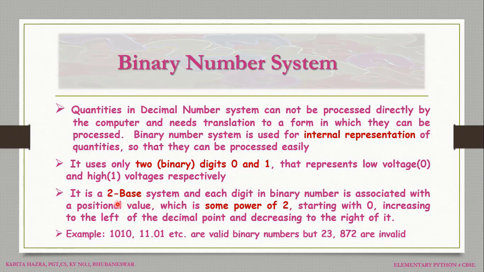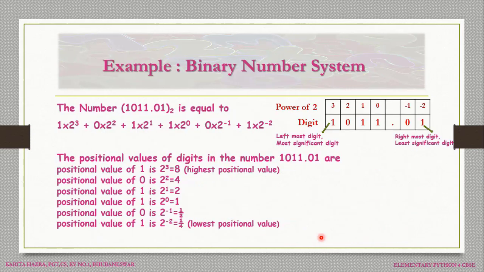Binary number system is a base-2 system as it uses only two binary digits, and each digit of a binary number is associated with a positional value which is some power of 2, starting with 0, increasing towards the left of the decimal point and decreasing towards the right of the decimal point. Some valid binary numbers are 1010, 11.01 and so on, and 23872 is invalid because it uses digits other than 0 and 1.